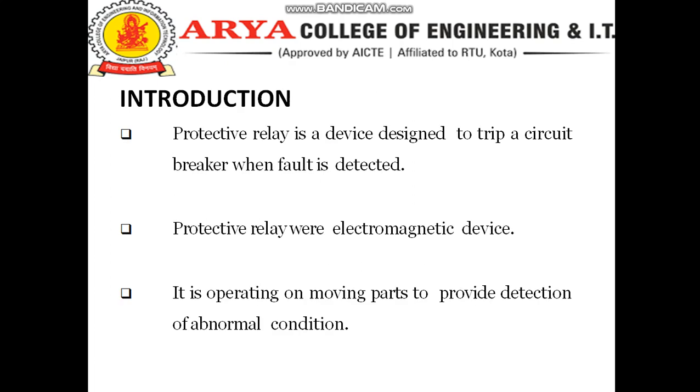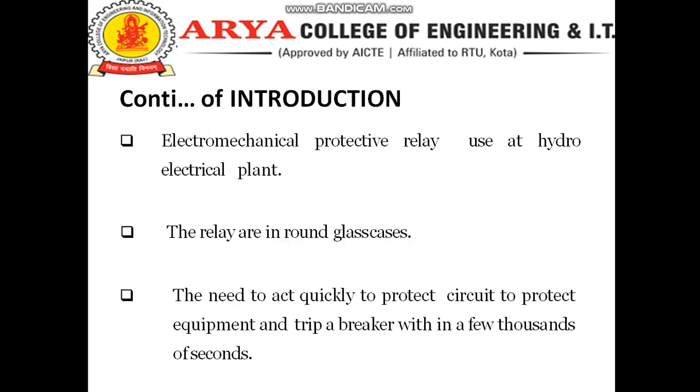Introduction. The protective relay is a device that is designed to trip a circuit breaker when a fault is detected. Protective relays were electromagnetic devices, operating on moving parts to provide detection of abnormal conditions.